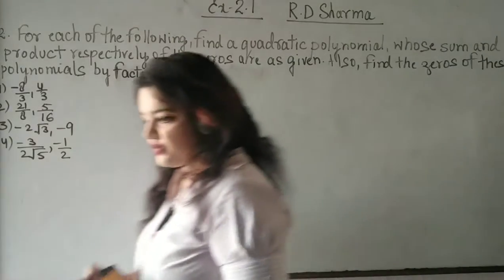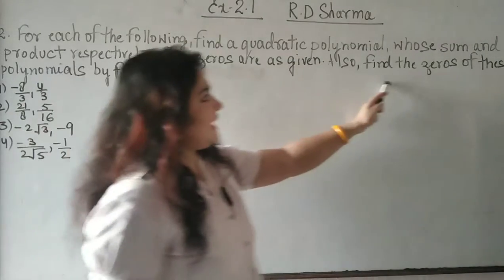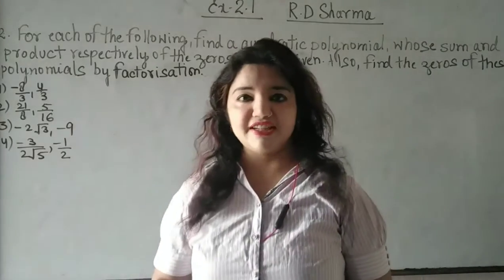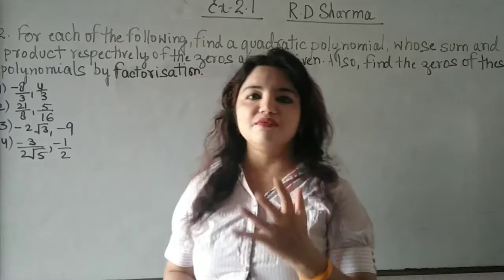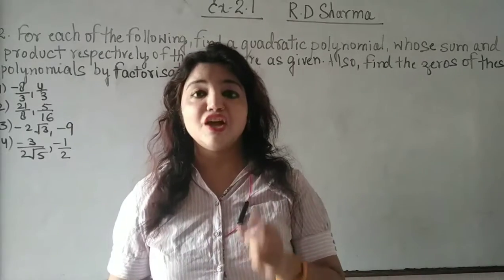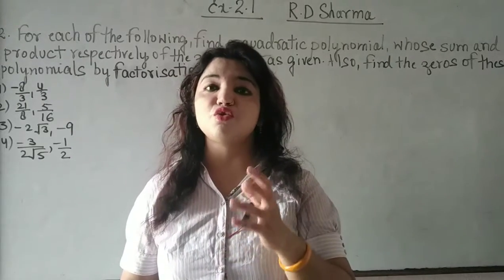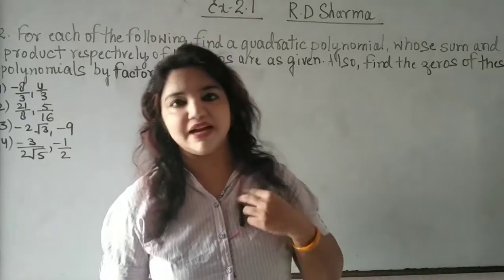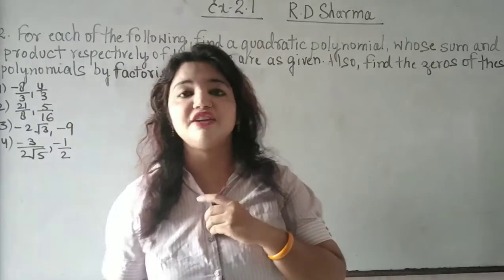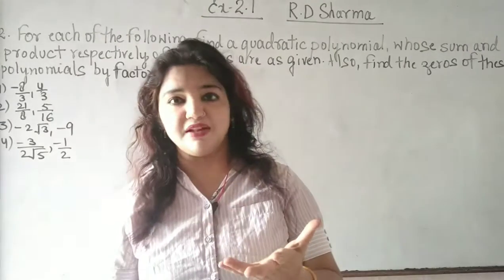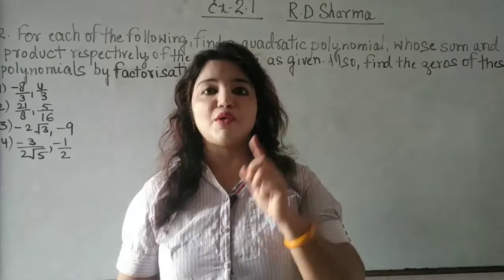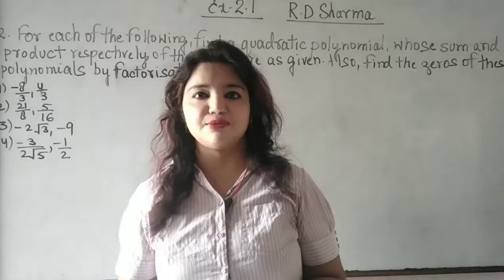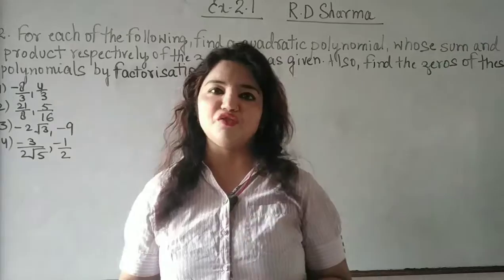And also, find the zeros of these polynomials by factorization. The polynomials that we frame, we also have to find their zeros, by the factorization method, because we don't know the zeros of the polynomials. The sum and product of the zeros are given, but we haven't been told what the zeros of these polynomials are. So we have to find the zeros also.